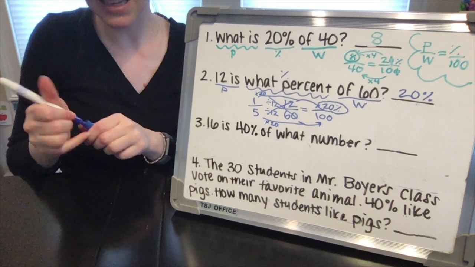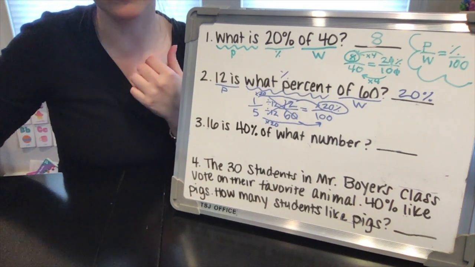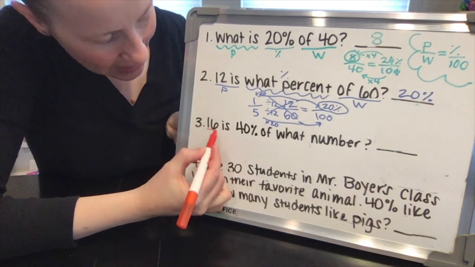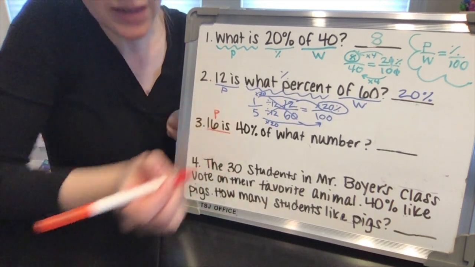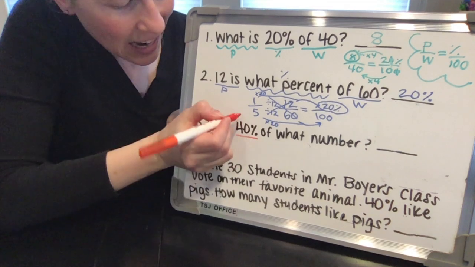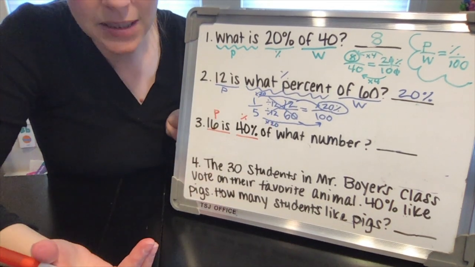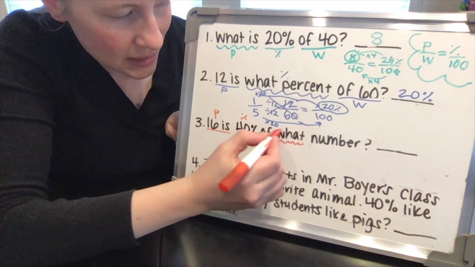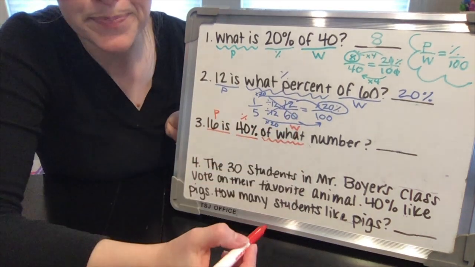Okay, number 3 says 16 is 40% of what number? So I'm going to underline 16 is. I know that that's the part. I'm going to label that with the letter P. 40%, obviously it's the percent. It's got a percent sign right there. And of what? That means it's my whole that is missing.